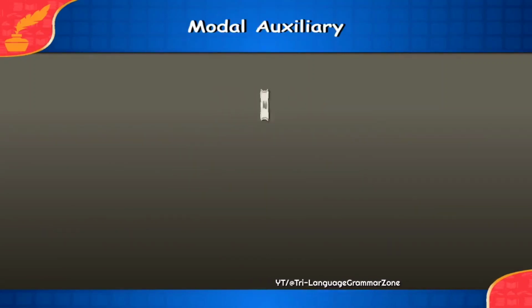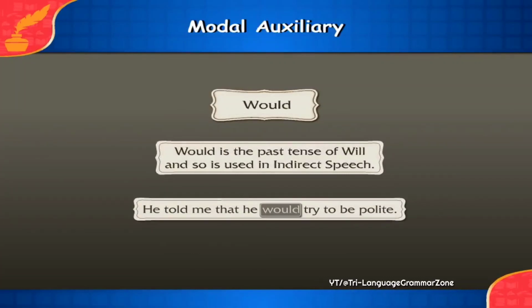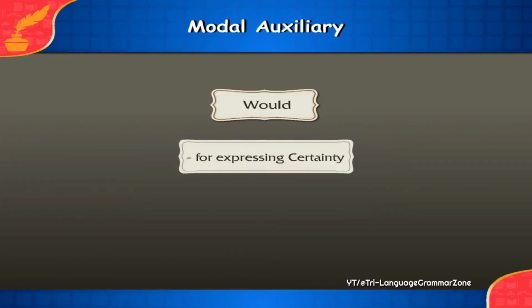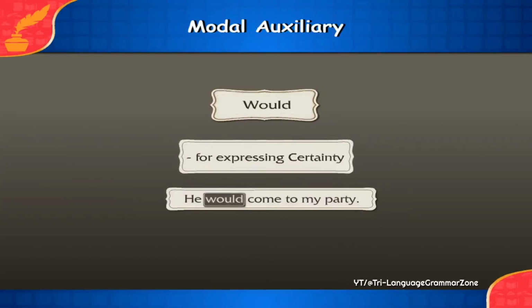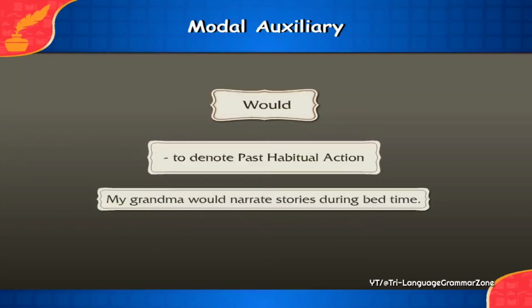The next auxiliary is would. Would is the past tense of will, and so is used in indirect speech. For example, he told me that he would try to be polite. Would is used for expressing certainty. For example, he would come to my party. Would is used to denote past habitual action. For example, my grandma would narrate stories during bedtime. This means that narrating stories was a regular action in the past and not in the present time.